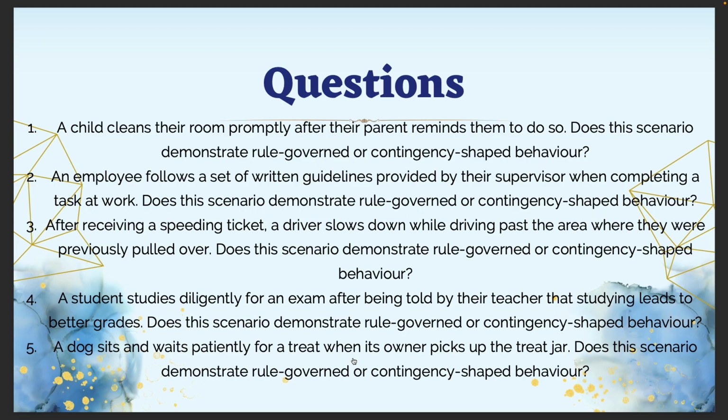So my first question is, is it a verbal or written rule? In this case, the parent reminds them to do it, so it's a verbal instruction. Then, is it shaped directly in the environment? In this case, it's not. So because the parent is reminding them, okay, that's when we would say this is a rule-governed behavior.